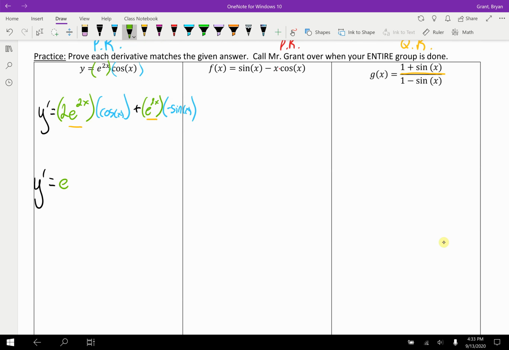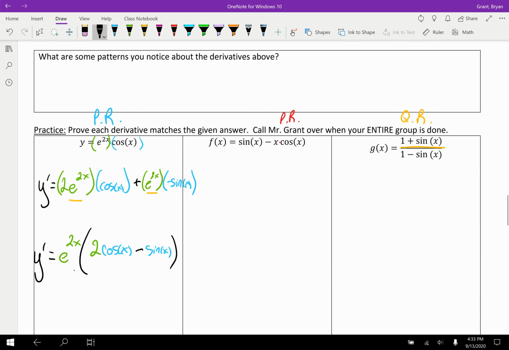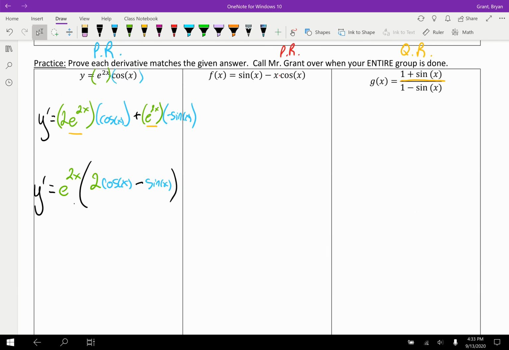I'm going to factor out my e to the 2x, and what does that leave us inside? Well, there's still a 2 here, and then cosine of x, right? Plus, oh, no, wait, there's a minus. Let's just bring the minus out. So minus sine of x, and I think that probably matches our answer. It does. Huzzah! Moving on to our second one.